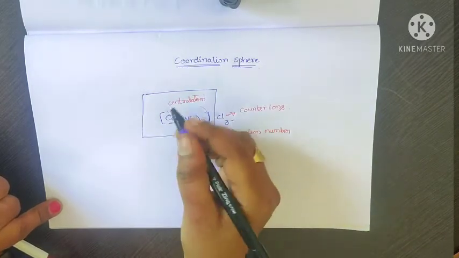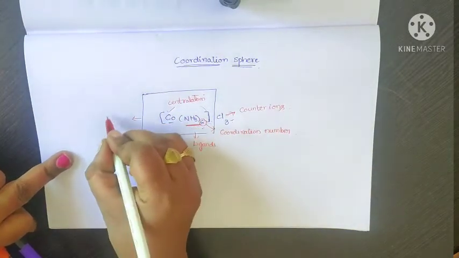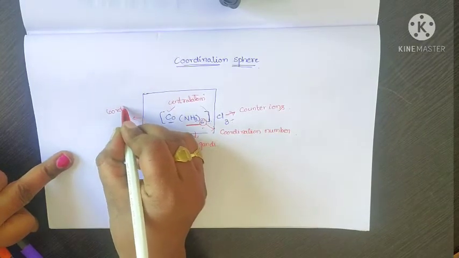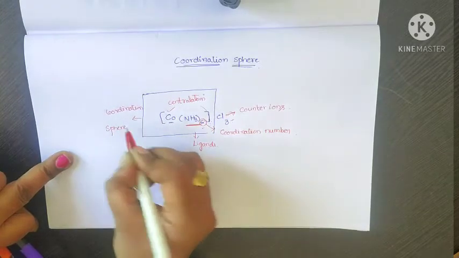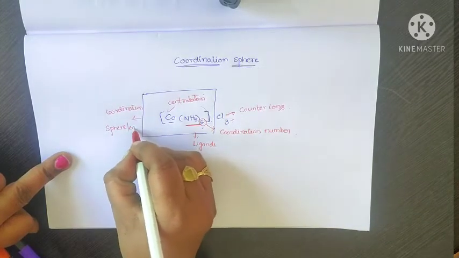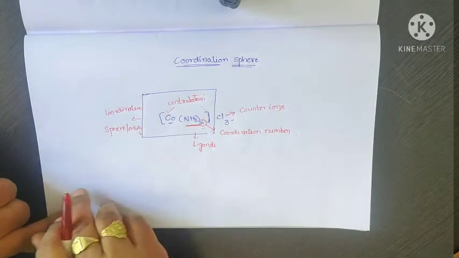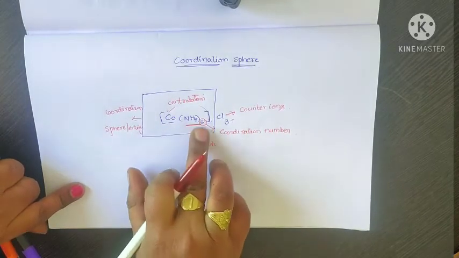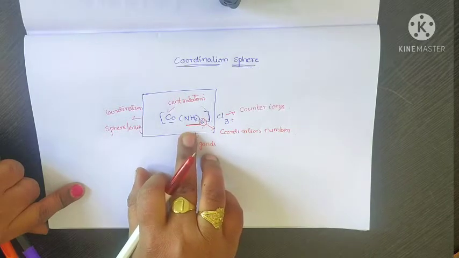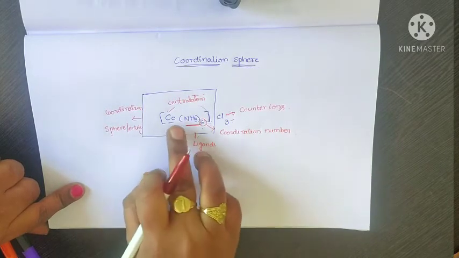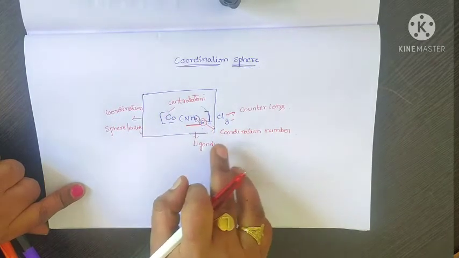So I draw a square. The Co and (NH3)6, these entities inside the square brackets are termed as the coordination sphere or coordination entity. The coordination sphere is also called the coordination entity. In this, what are the coordination entities? Co, the central atom, and the ligands are coordination entities. These are represented like this.